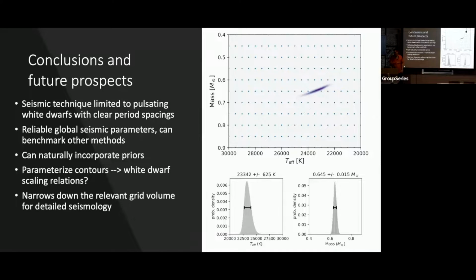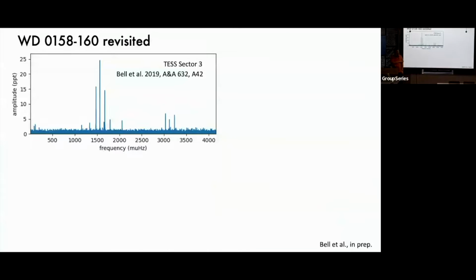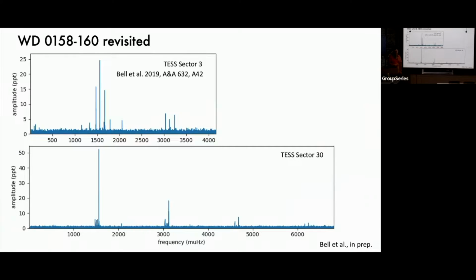So one more thing I want to share. This is the periodogram that I showed previously of this star. The best example, the one we wrote up as our golden example of a pulsating white dwarf in TESS. It has been reobserved in sector 30. And this is what it looks like. Extremely different.